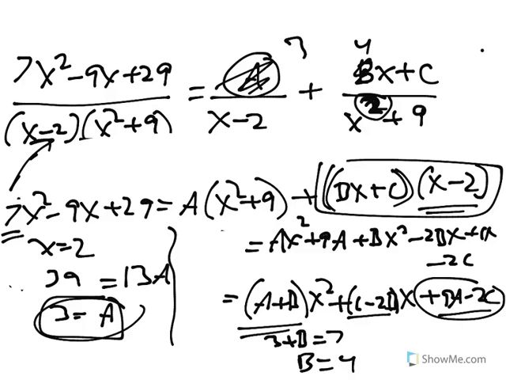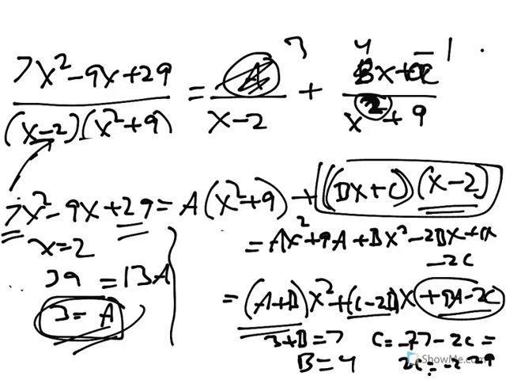So 9a, a is 3, so 27 minus 2c equals the constant term, which is 29. And we get 2c equals minus 2, or c equals -1. And that's why the answer to this question is 3 over x minus 2 plus 4x minus 1 over x squared plus 9.